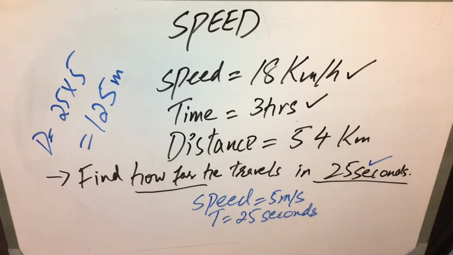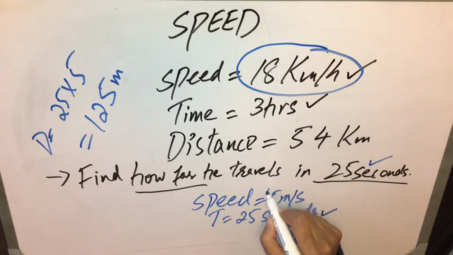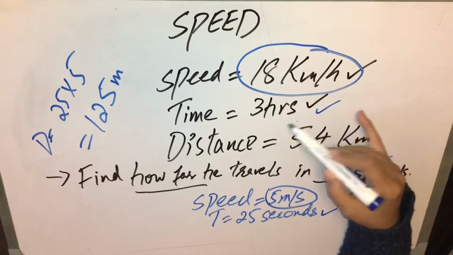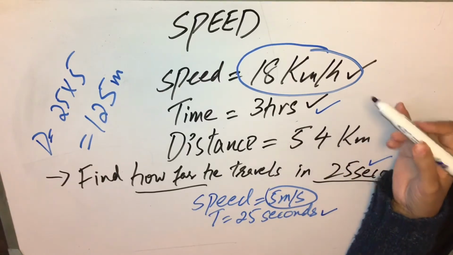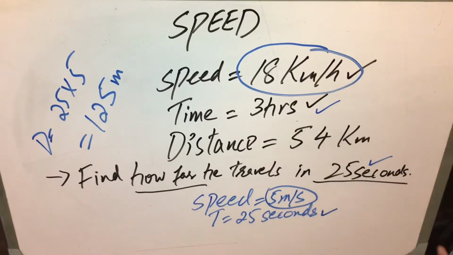So when we have taken the time in seconds, we cannot take this speed which is in kilometer per hour. We have to take the speed which was in meters per second. Similarly, if the requirement of the question is seconds, we shall convert the time into seconds, and if the requirement of the question is minutes, we shall convert it into minutes.